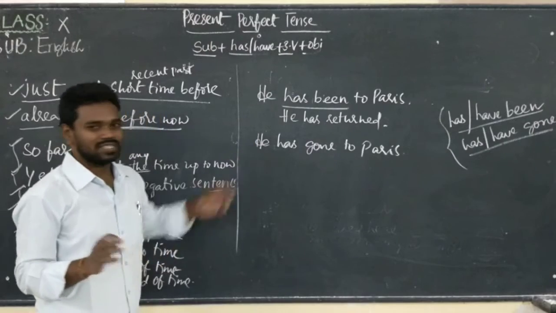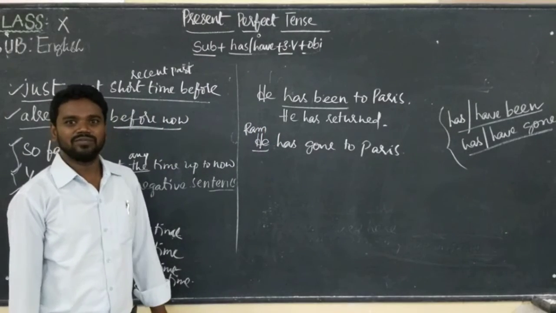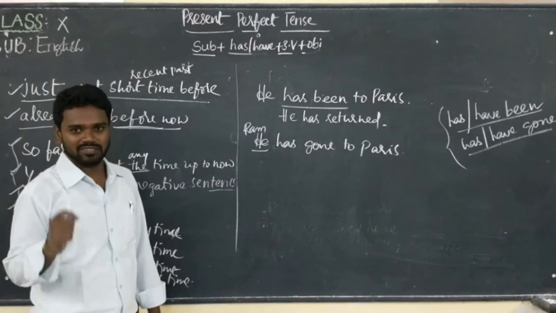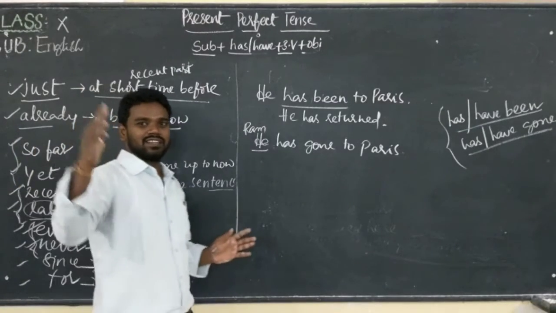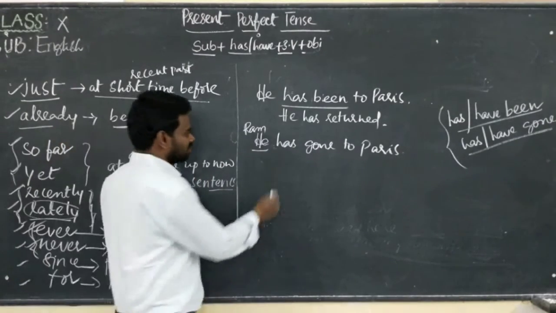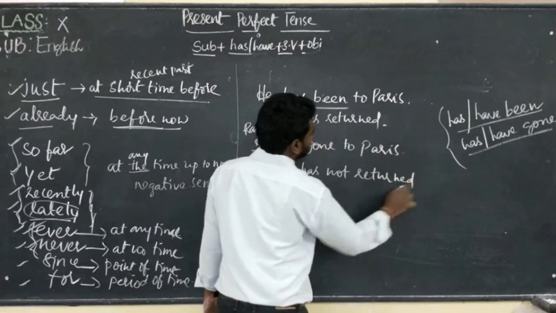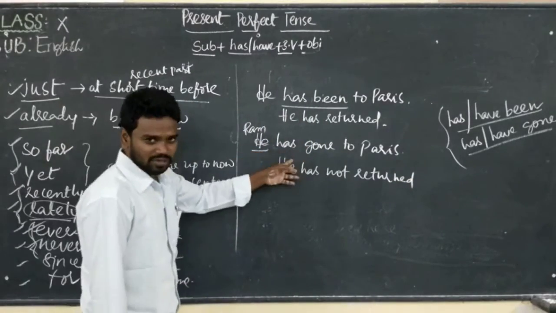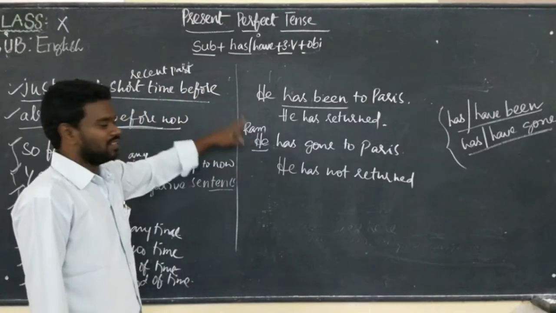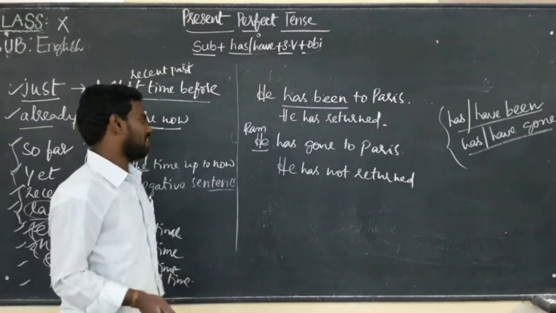Now, he has gone to Paris means, for example, somebody asks, where is Ram? I haven't seen him for many days. So you may answer, Ram has gone to Paris for a week. That means he went there, he was moving around the places and he enjoyed. He did not return. Right? He has not returned. So did you understand? He has been to Paris, and he has gone to Paris. In the first, he went there and has returned. Here he went there and is moving around the places, he has not returned. So this is the main difference between has been and has gone.